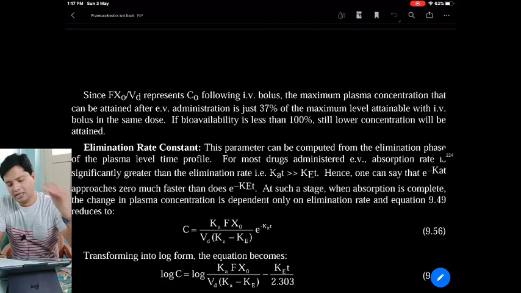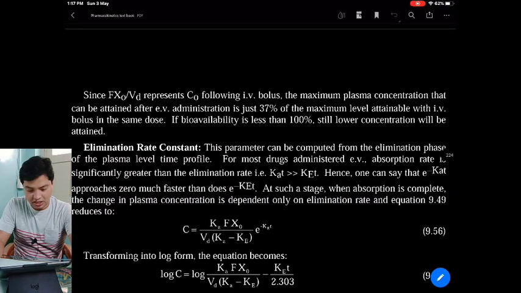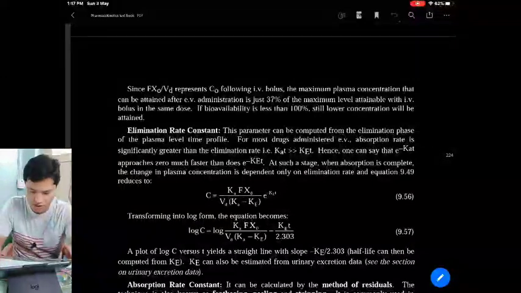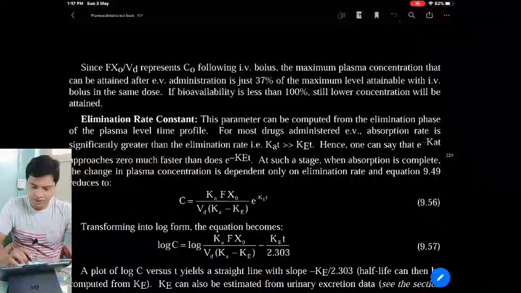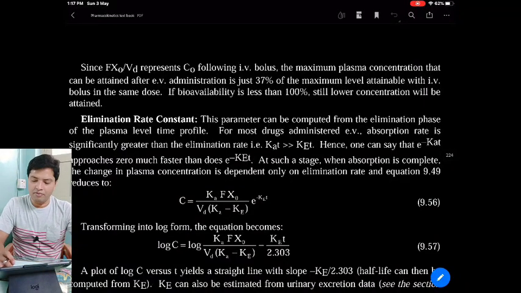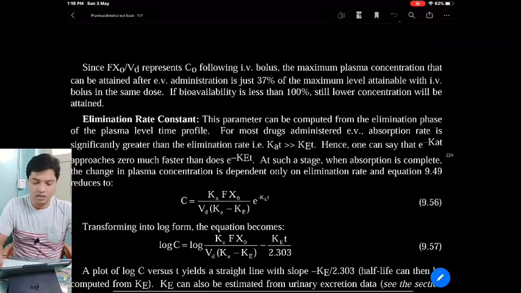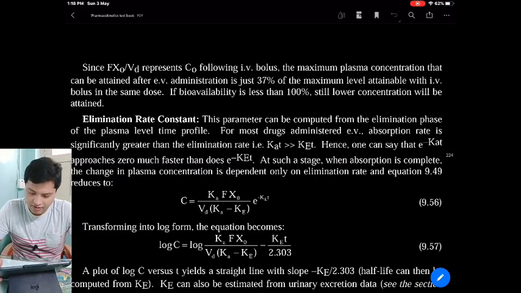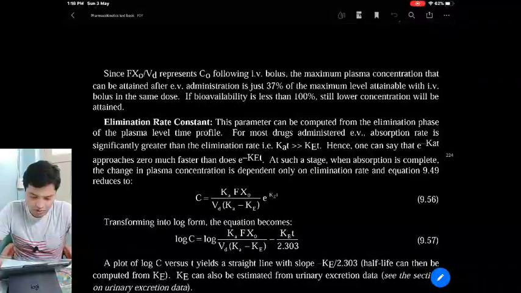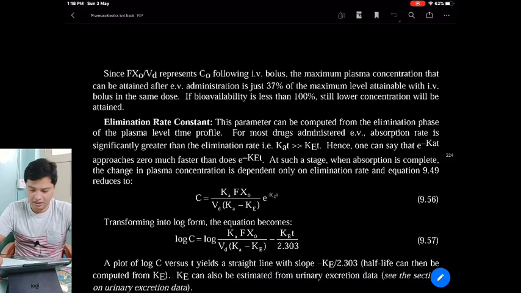So we determined T max, and we have determined C max. Now we will see the equation for the elimination rate constant, K. This parameter can be computed from the elimination phase of the plasma level time profile. For most drugs administered extravascularly, absorption is significantly greater than elimination. Hence, one can say that absorption approaches zero much faster than elimination. At the stage when the absorption is completed, the change in plasma concentration is only due to elimination.